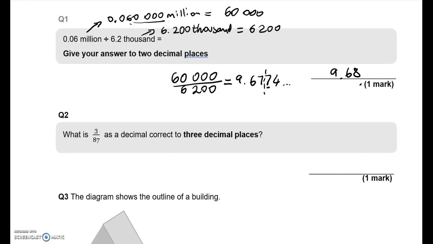What is 3/87 as a decimal? Correct to 3 decimal places. 3/87. So I'll use a calculator, and it gives me 0.034482 and so on. So need to round this to 3 decimal places, so having 3 digits after the decimal point. And since this one is less than 5, I'm going to keep this digit in front of it as a 4. So 0.034.